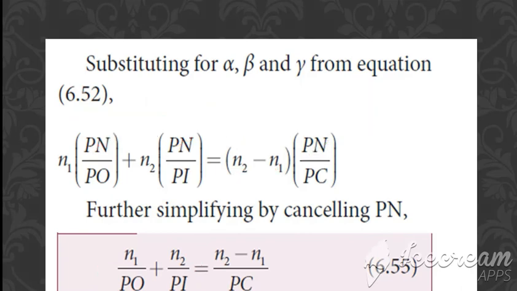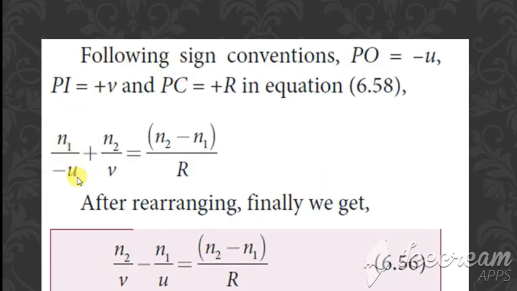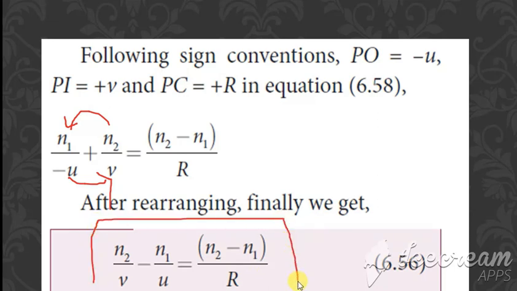From the diagram, PO is what? Position of the object. PI is what? Image. PC is what? Center of curvature. So this can be written as what? U. This is V, and this is what? Radius of curvature, which is R. So we get N1 by minus U plus N2 by V is equal to N2 minus N1 divided by R. So we are just rearranging, and we get N2 by V minus N1 by U is equal to this formula. So this is the main formula for the equation of refraction.